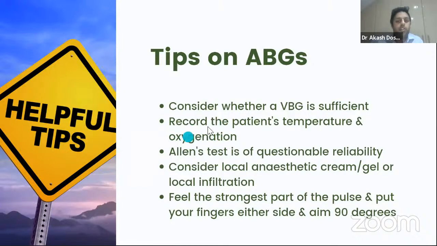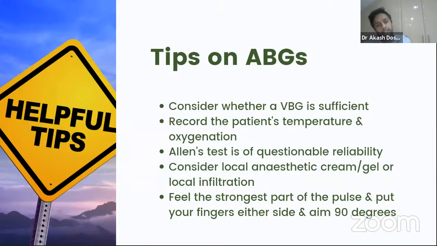And also record their oxygen, because the amount of oxygen you're giving them will dictate how you're reading the gas. If the blood gas looks normal, but they're actually on really high volumes of oxygen, well, actually that blood gas isn't normal because the patient should have really, really high levels of PO2.